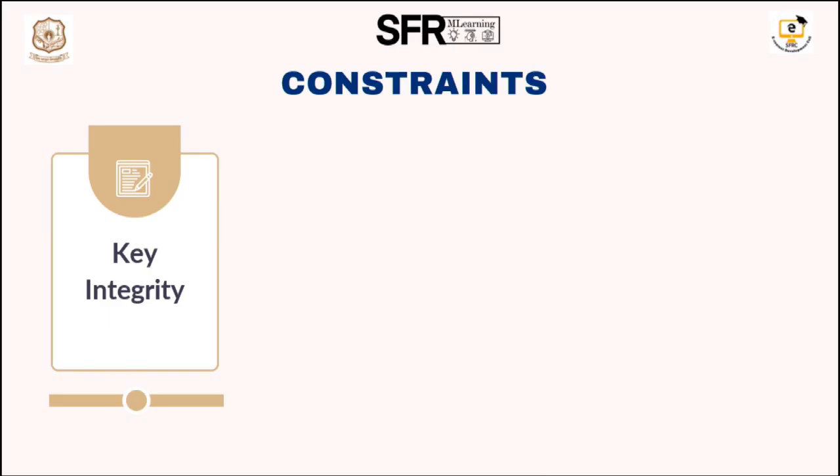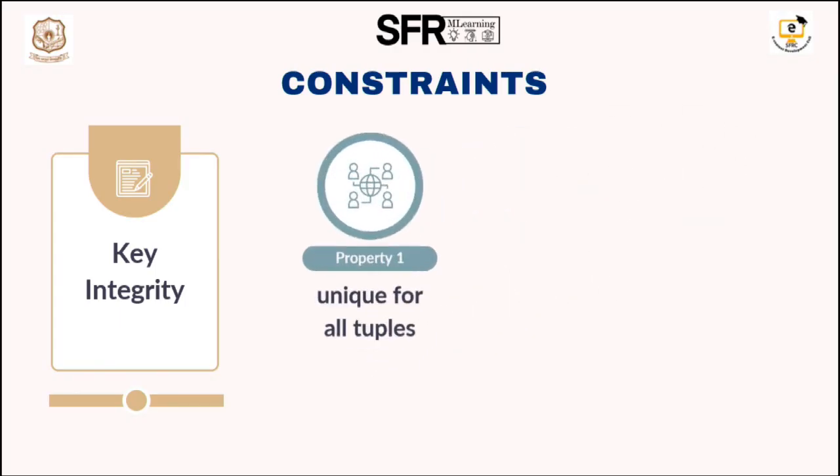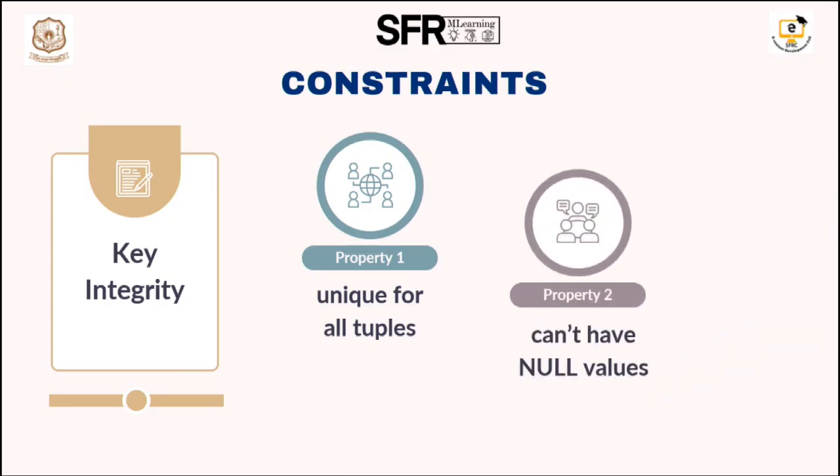Next, key integrity constraint. As we saw before, every relation in a database should have at least one set of attributes that defines a tuple uniquely. That set of attributes is called a key. For example, we saw a previous table called student. In that, roll number is the key. Since roll number cannot be repeated for two students, we are setting that as a primary key. No two students can have the same roll number. So, a key has two properties. First property is it should be unique for all tuples. The second property is it cannot have null values.